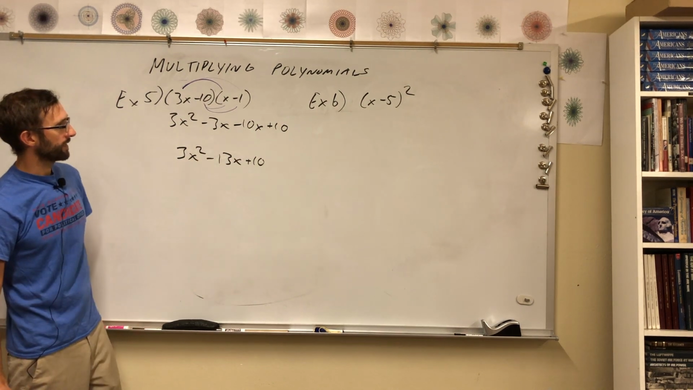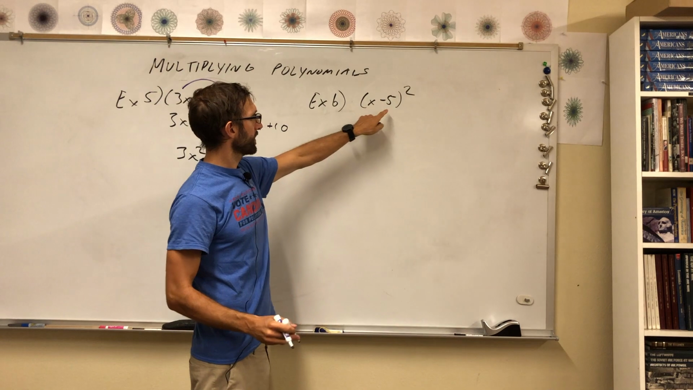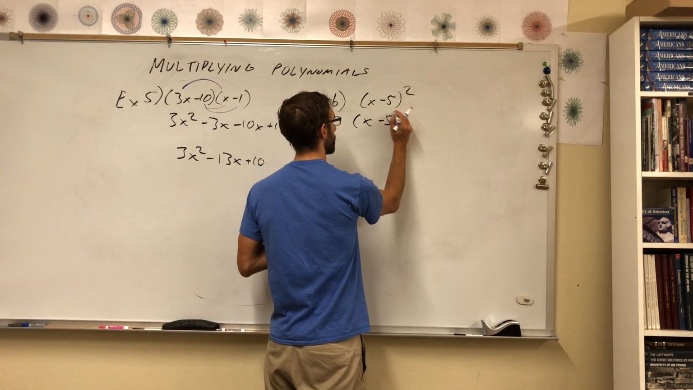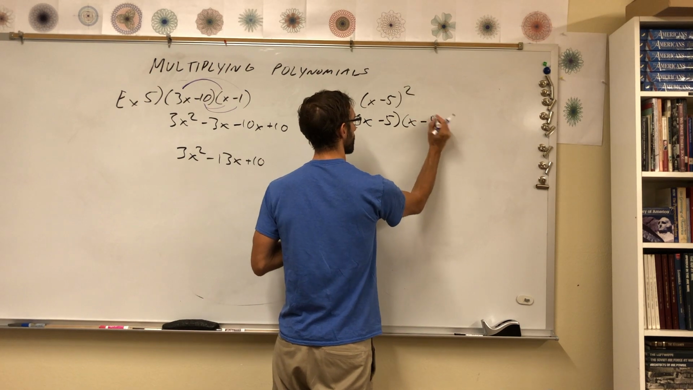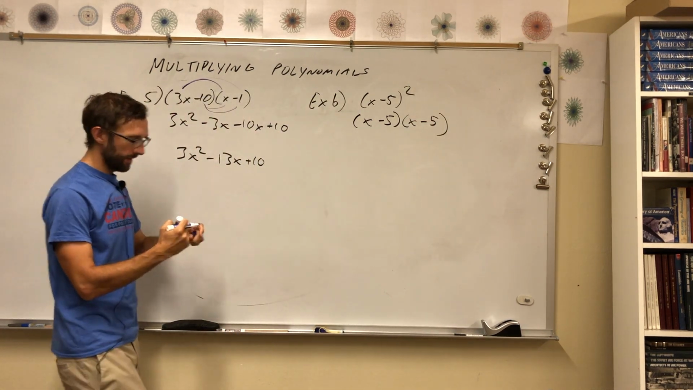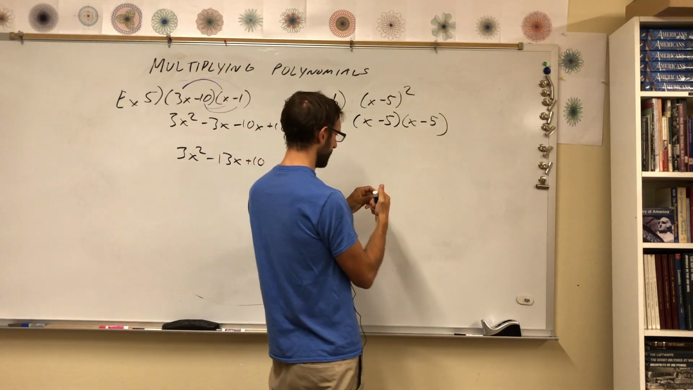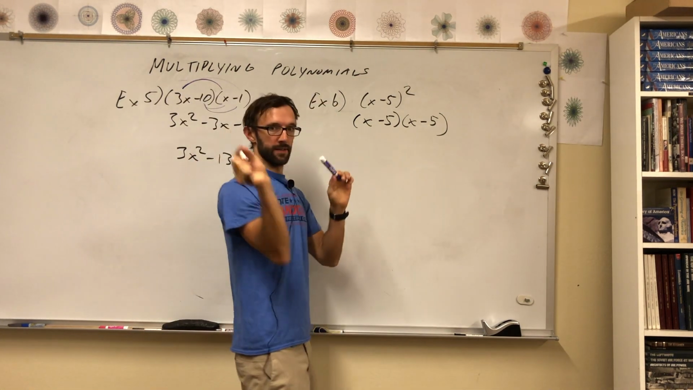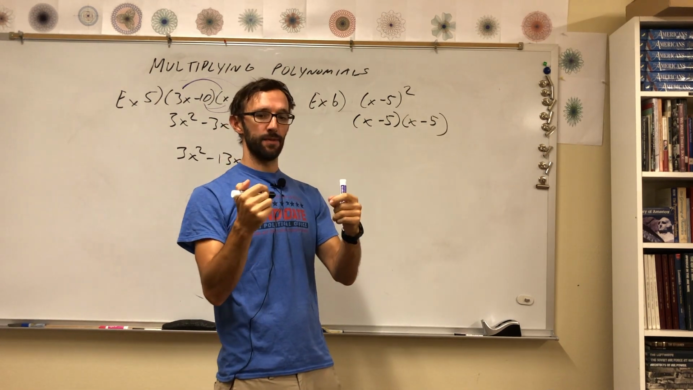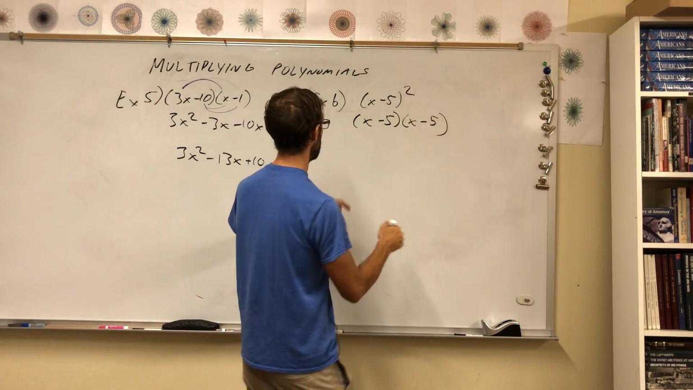All right, let's look at example 6. x minus 5 quantity squared. That means it's x minus 5 times itself. And then we're going to distribute in the same way. I'm not going to make the distribution marks. I want to show you a way that I keep track of myself.